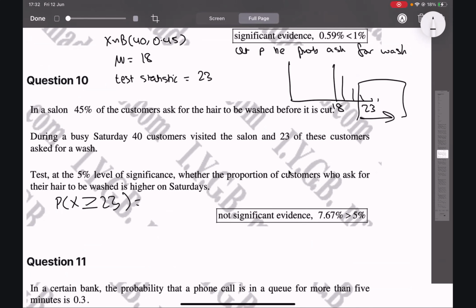Wait, why is it equal? So we're expecting there to be 18, but there's 23. So we just check the probability of it being 23 or 24 or 25 or 26. We always check the test statistic or an even more extreme outcome. So what would be considered weird? Would it be 22 or would it be 24? It'd be 23 and higher, right? Yeah. So those are the ones we work out. And then you just plug everything in your calculator from there.